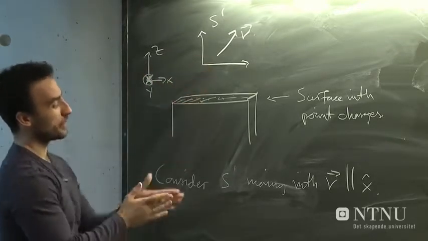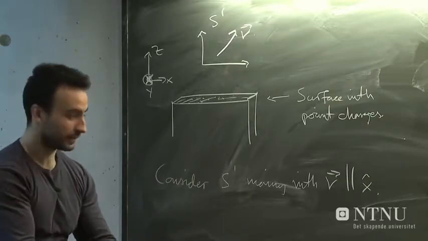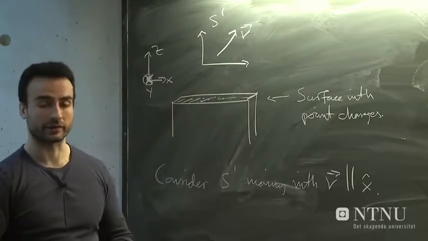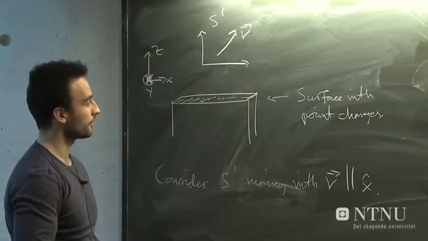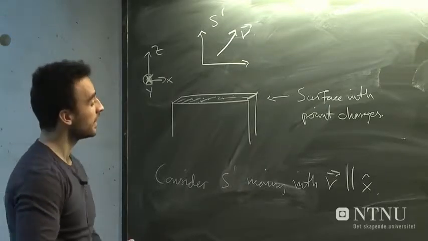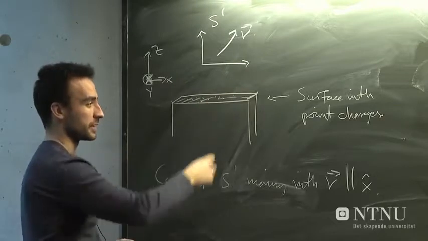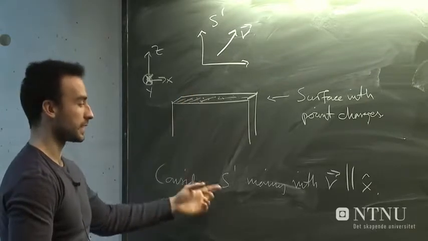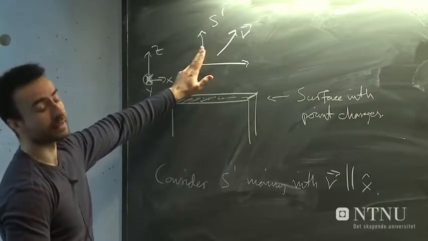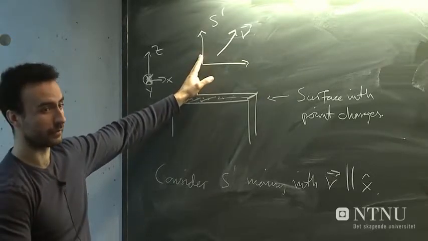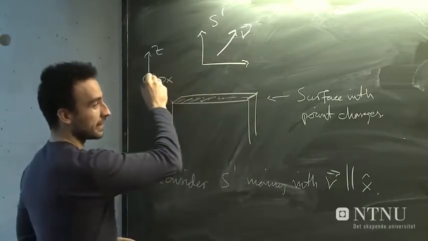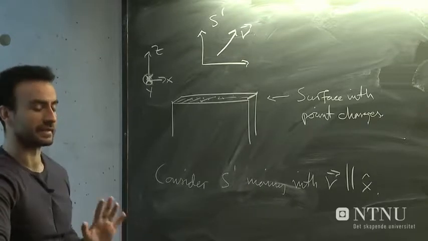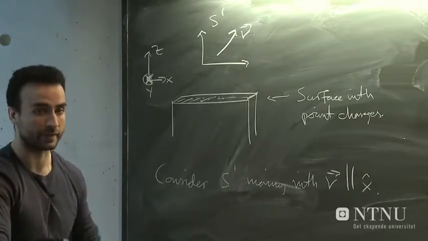So consider S prime moving along the x-axis. All this surface with point charges now gives rise to some kind of electric field. We don't know exactly what the electric field is. It would depend on the distribution of these charges, how strong they are, etc. But we can still say something about the situation. In other words, what kind of electric field would an observer in S prime feel if he's moving in this direction? Would he feel the same or would he feel a different electric field?